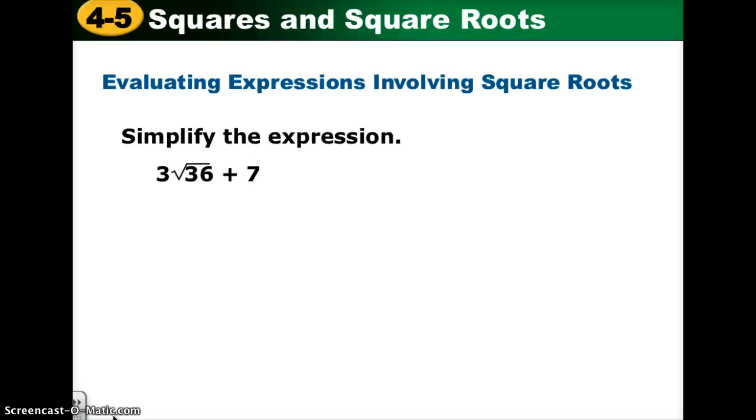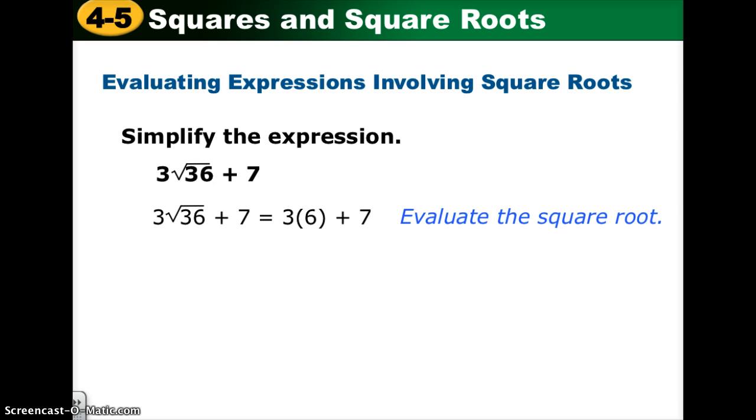Simplify. Just like with parentheses, when you see a number in front of a square root sign, it means you're going to multiply those. Think of the square root as an exponent, because really it is the exponent 1/2. So in the order of operations, you would do parentheses first, exponent, which would also include square root, then multiply, divide, add, subtract. So we would start by evaluating the square root of 36, which is 6. Then 3 times 6 is 18, and 18 plus 7 is 25.